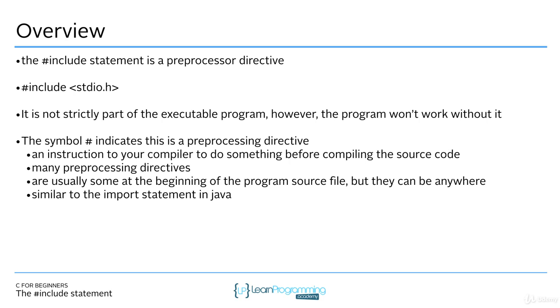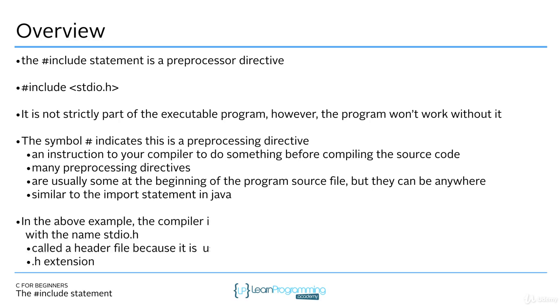There are many, many preprocessing directives, and we gave some examples in our preprocessing lecture. We talked about constants, define statements, and if and else and so forth, different conditional preprocessing directives. But this is one of the most commonly used ones, the include. These directives can be anywhere in your source code, but they're usually at the top. This include preprocessor directive is very similar to the import statement in Java, if you're familiar with that. But what does that mean?